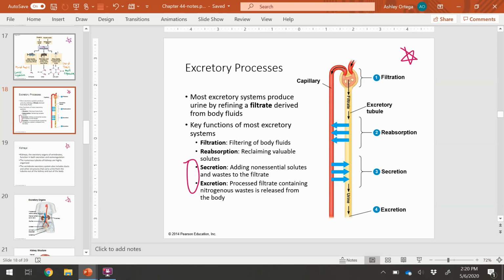Then the last stage is excretion, where that now processed filtrate can be called urine, and that's going to be released from the body. So that's getting rid of the waste. So secretion is getting rid of the solutes from the circulatory system, but excretion is getting rid of those wastes from the body. It's a big difference there.